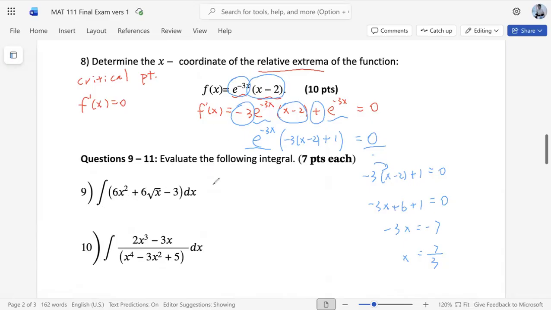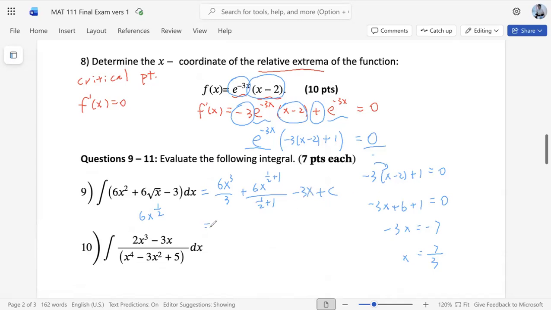Okay, let's see number 9. Anti-differentiate, or evaluate the integrals. So this is the indefinite integral. After we finish, we should just add c to it, to get a family of functions. So anti-differentiate 6x squared, we get 6x raised to 3 divided by 3. Plus 6x raised to half plus 1, divided by half plus 1. Then minus 3x plus c.